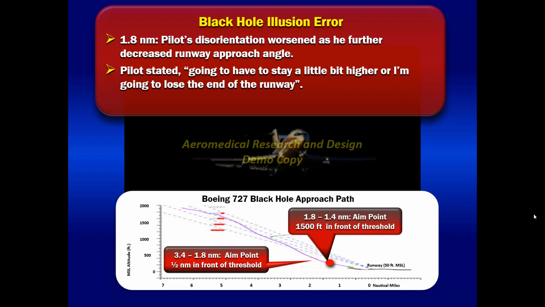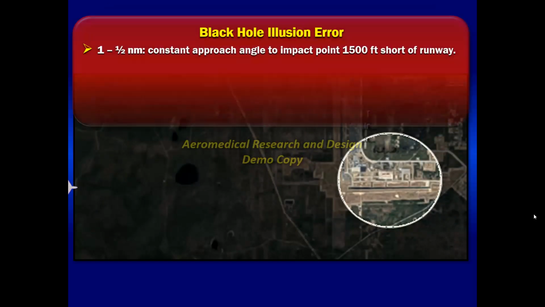However, their trajectory remained 1,500 feet short of the runway, and the aircraft continued to fall further below the minimum safe approach path. When they reached a point 1.5 miles from the airfield, the captain, who had been monitoring the instruments, looked up at the runway and commented, "It's starting to disappear." During the 10 seconds it took to transfer from 1 to a little over half nautical mile, the pilot continued to hold a constant approach angle to an impact point 1,500 feet short of the runway.